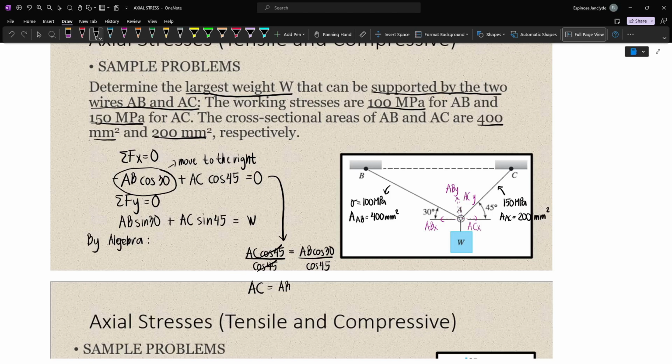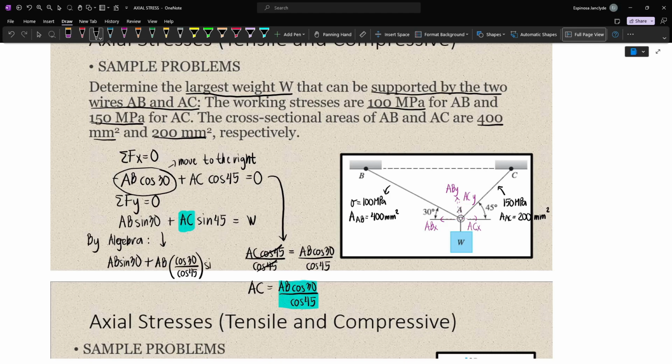In the first step, we will just move AB cos 30 to the right so that it will be positive. And then we will divide both sides by cos 45. And so our AC will become AB times cos 30 divided by cos 45. And then considering our second equation, which is summation of forces vertical, we can rewrite that. And so we have AB sine 30 plus AC.